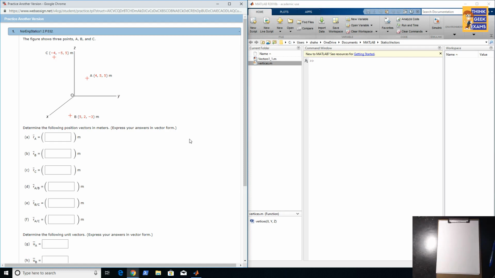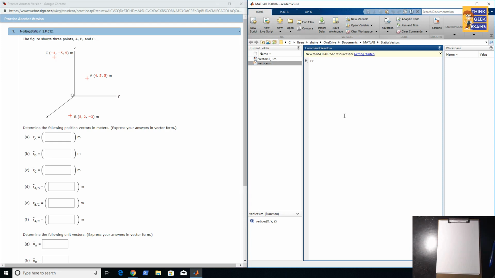So, hi folks, this is the first problem from the second homework of the statics vectors course. And here we have a 3D coordinate system with three points, and the coordinates are given. So we're going to type out the coordinates. A is 4, 5, 5 meters. B is 5, 2, minus 3 meters. And C is minus 4, minus 5, 5 meters. And there you have it.